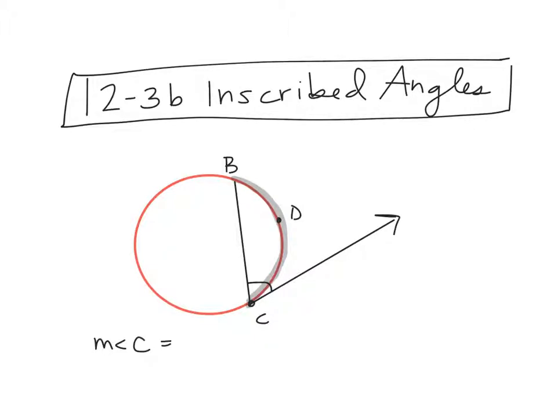So it really is the same thing. It looks slightly different because you have a tangent, but we would say the measure of angle C is equal to half the measure of arc BDC. Okay, so whatever that intercepted arc is, we're cutting it in half.